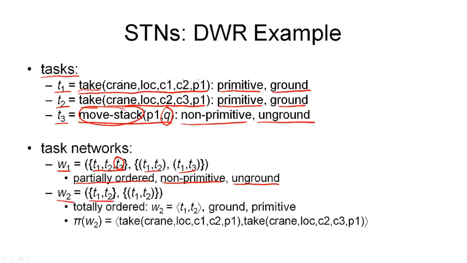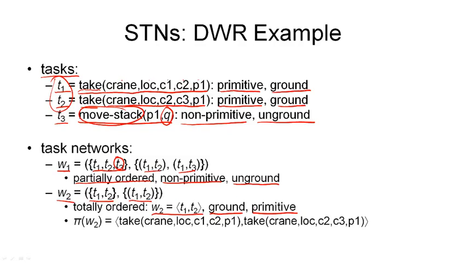And then we have a second example of a task network, W2. This consists only of the first two tasks, T1 and T2, and it has only one ordering constraint, T1 before T2. This network is totally ordered, and we can write it as a sequence T1, T2, because all the tasks are ordered with respect to each other. And then we can say that this network is ground, because again, all the tasks in it are ground. T1 and T2, these are the two tasks here, were ground and primitive. And again, since these are the only tasks we have here, this whole network is ground and primitive.